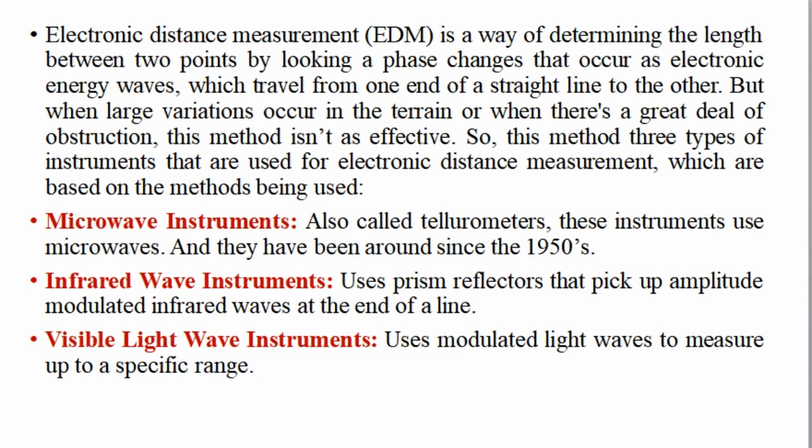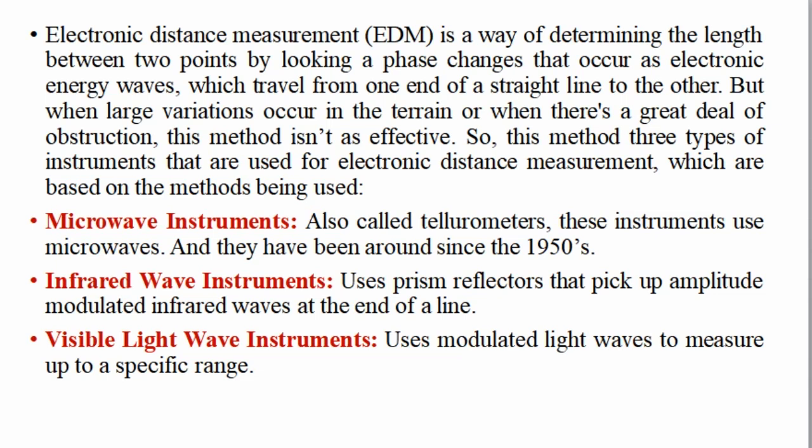So, there are three types of instruments used for electronic distance measurement, which are based on the methods to be used. Microwave instruments are also called tellurometers. These instruments use microwaves and they have been around since the 1950s.